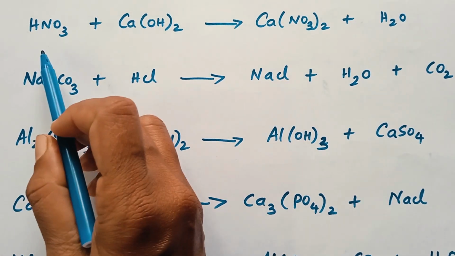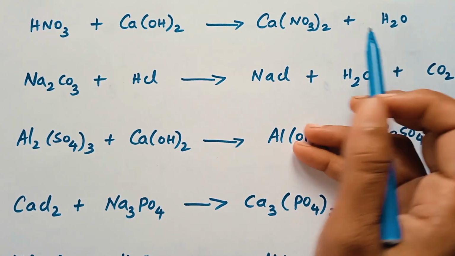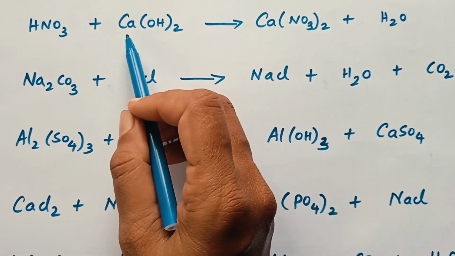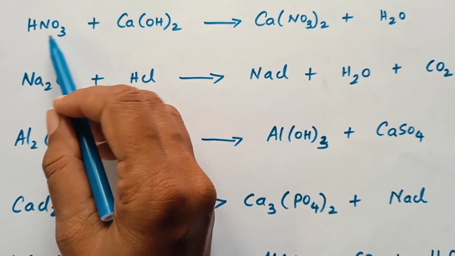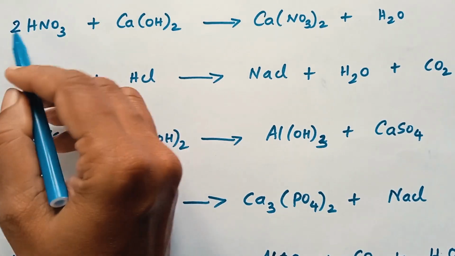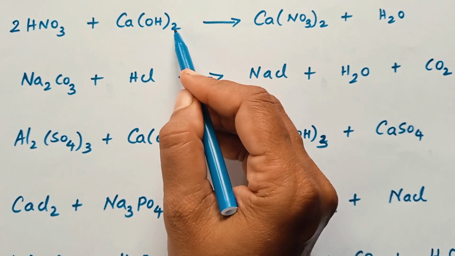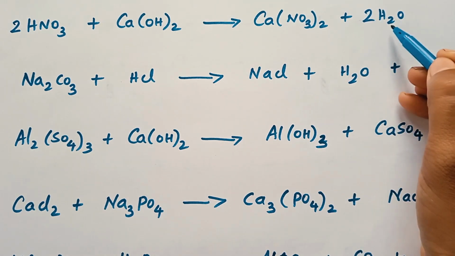Okay, the next question is HNO3 plus Ca(OH)2 gives Ca(NO3)2 plus H2O. For calcium, it is 1 here and here also 1. Okay, we'll go for the nitrate group. Here it is 1, here it is 2. So change it into 2. So now the hydrogen will be 2 plus 2, 4 here. So we have to change it into 2 over here. So it becomes 4 here.